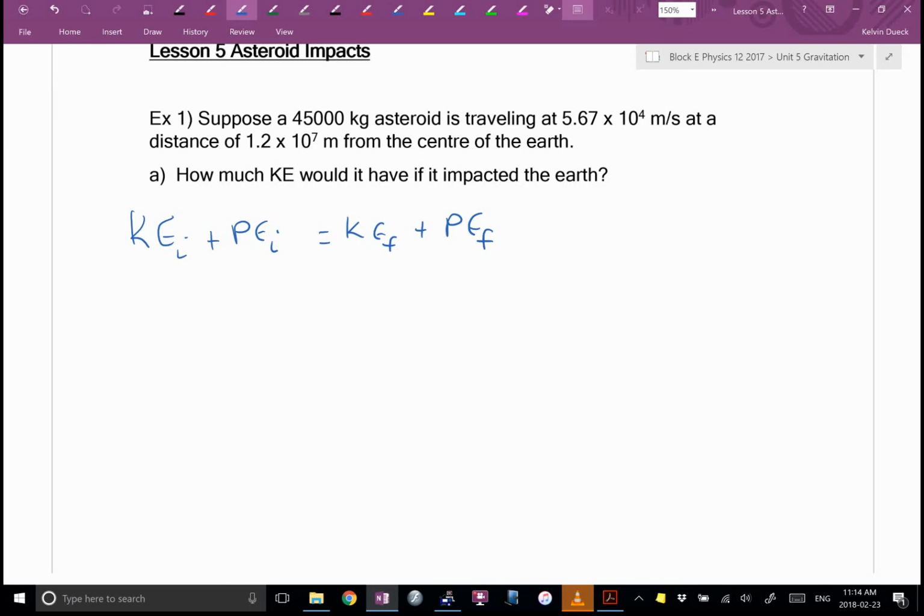What are we trying to find? Which one? Initial or final? Final. Before I do anything else, I think I'm just going to get KE final by itself. I think I'm going to minus this to that side. And I'm going to get KE initial plus PE initial, take away PE final. And Pierce, do you mind? I'm going to write the KE final on the left by itself because that's where we always have the thing that's by itself.